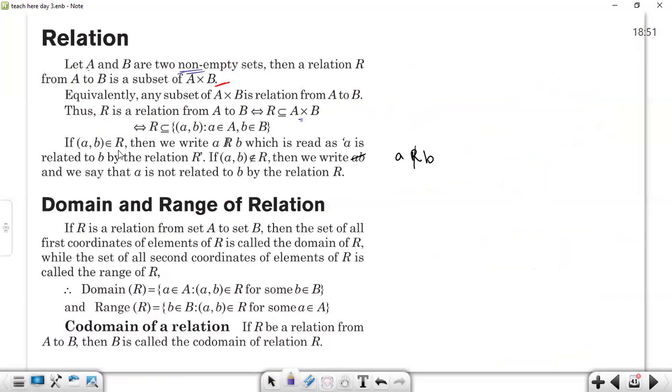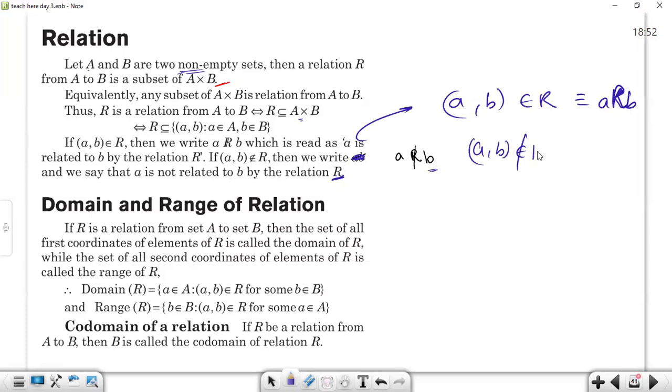If (A, B) belongs to R, then we may write A is related to B, which means that A is related to B by the relation R. If (A, B) does not belong to R, then we may write that A is not related to B. This is a misprint. Then we say that A is not related to B by the relation R. So this is just the representation explanation that if it is like so, it is equivalent to writing this, where R is the relation.